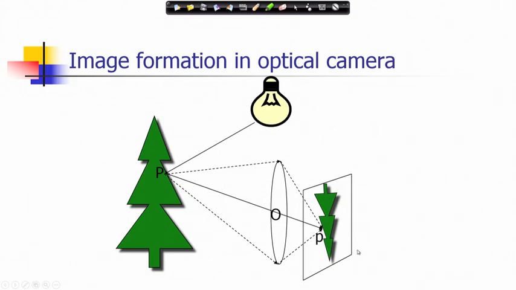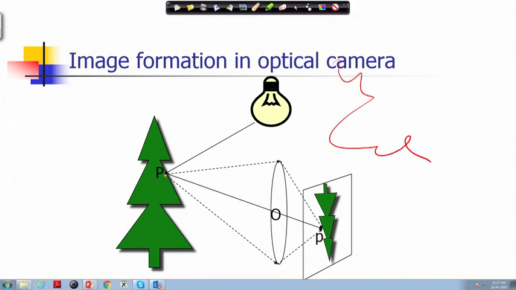So, here you can see the rule of projection is that given a scene point, from that point you can draw a ray which passes through the center of the lens, and when that ray intersects the image plane, that particular point is the image point of the three-dimensional scene point. And this perspective projection rule is applied for any scene point.